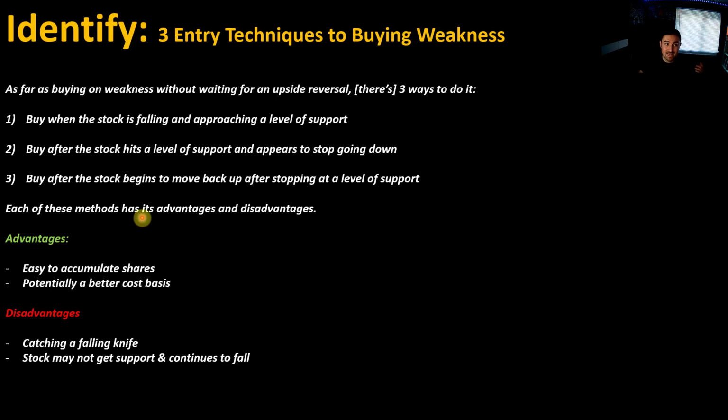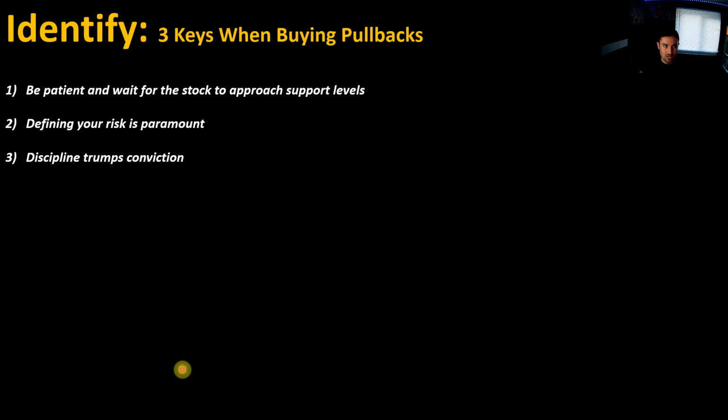Each of these methods has its advantages and disadvantages. Advantages: easy to accumulate shares. Why? Because there's a lot of selling going on. Potentially a better cost basis. Disadvantages: catching a falling knife. Stock may not get support and continues to fall. So it just does that, kind of bounces a little bit off, say, the 5-minute chart or the 15-minute chart, and then like that, and you get stopped out very quickly. So things to think about. No strategy is perfect. No implementation of the strategy is perfect. There are pros and cons, advantages and disadvantages to everything.